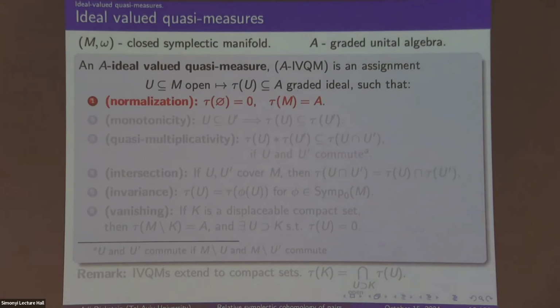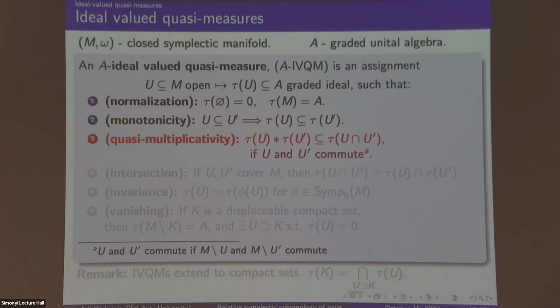For instance, normalization, monotonicity. The main property is quasi-multiplicativity. It tells that if U and U prime commute, then the product of their measures is contained in the measure of the intersection. Also, we have an intersection property. It says that if U and U prime cover M, then the measure of the intersection equals the intersection of the measures.